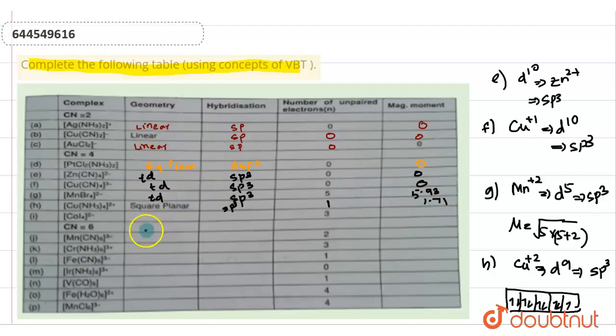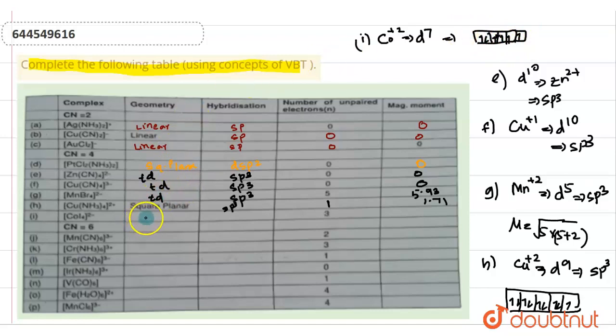Next one is CoI4 2-. So CoI4 2- is a d7 system, not d8. Co 2+ implies d7 system. It has been given 3 unpaired electrons. So 3 unpaired electrons means it will have like this 1, 2, 3, 4, 5, 6, 7. So there will be 3 unpaired electrons here.